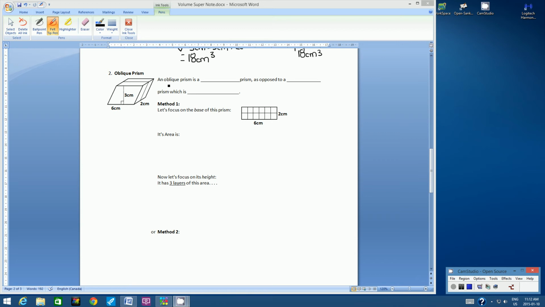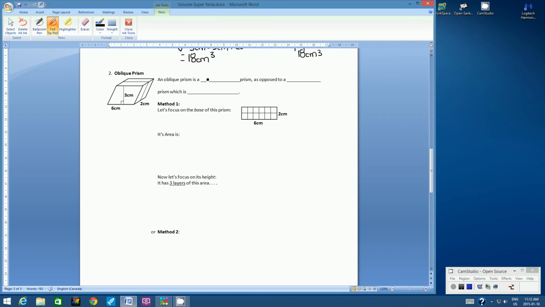In this section, we'll be dealing with the oblique prism. Okay, so what is an oblique prism? Well, an oblique prism is a tilted prism as opposed to, let's say for example, the rectangular prism, which is a right prism, which is not tilted.